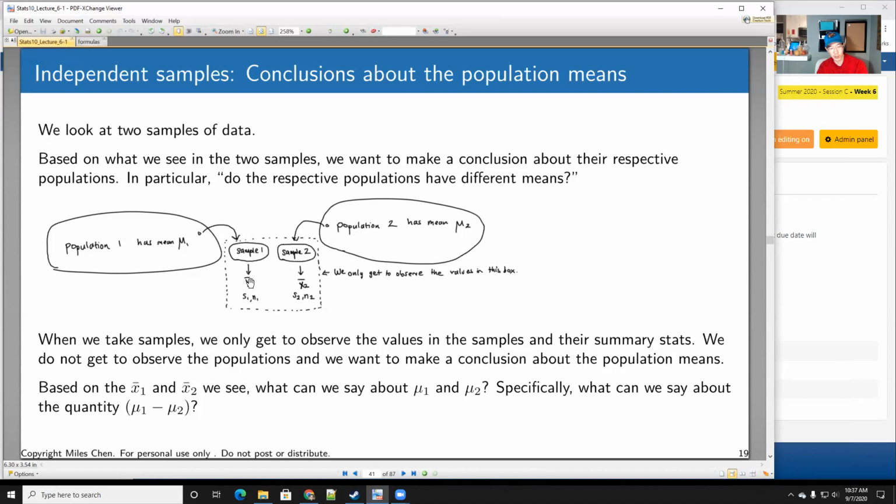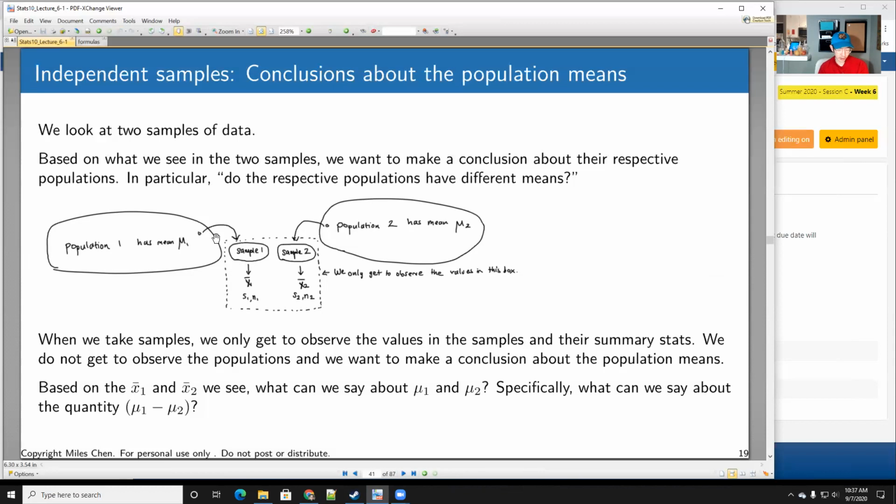So from sample 1, we can observe the mean, x bar 1, and the standard deviation, and the size. So we have S1 and N1. And from sample 2, we also get the mean, standard deviation, size. So we have x bar 2, S2, and N2. All right, so we only get to see the values here. And based on this, we want to infer back to the populations and ask, do we have evidence that the populations have different means, or could the populations have the same mean?